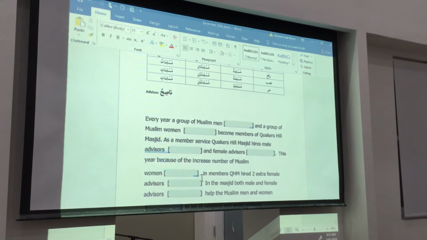Right? Quack Masjid hires two extra female advisors. So Quack Masjid, because of the number of increased Muslim ladies, hires two extra female advisors. So what will be the word? No, it's advisor. Nasihun.